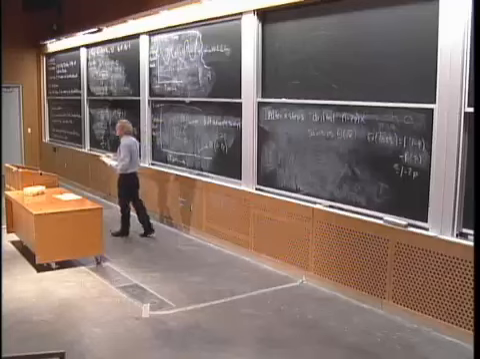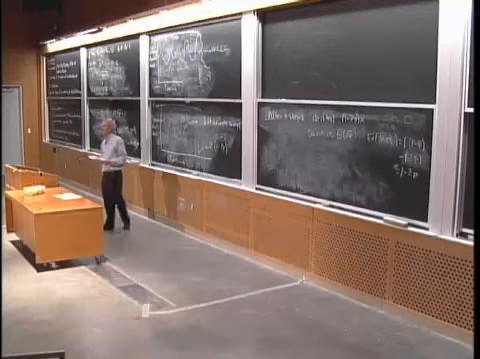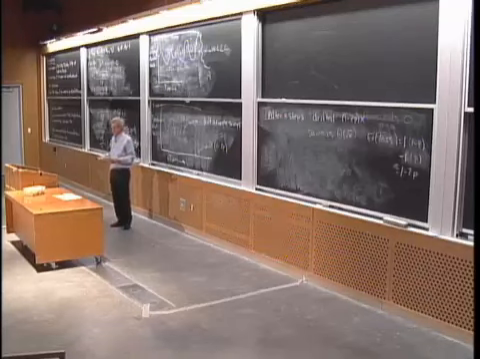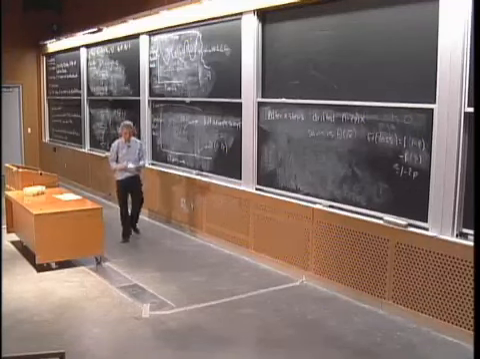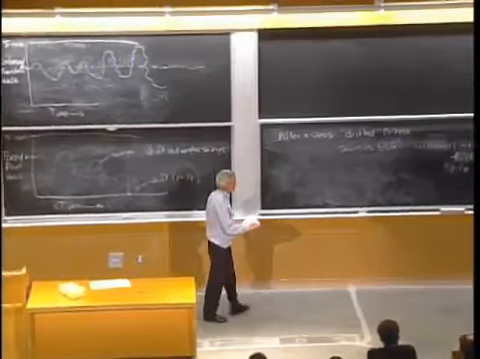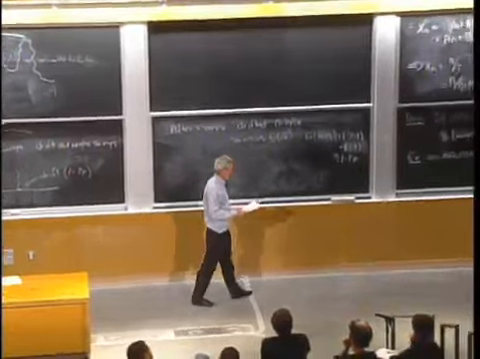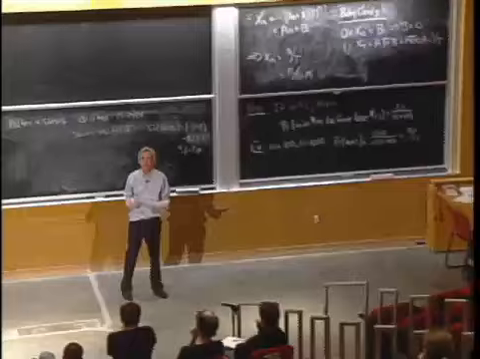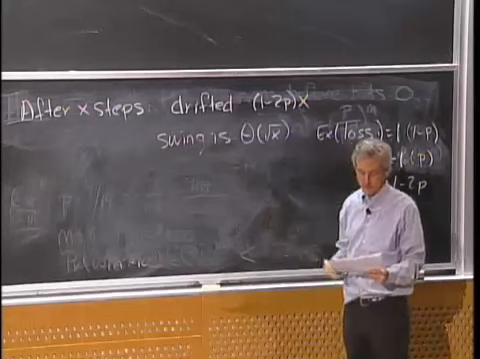Okay, any questions about that? Okay. All right, so we figured out the probability of winning $m before going broke. That's done with.